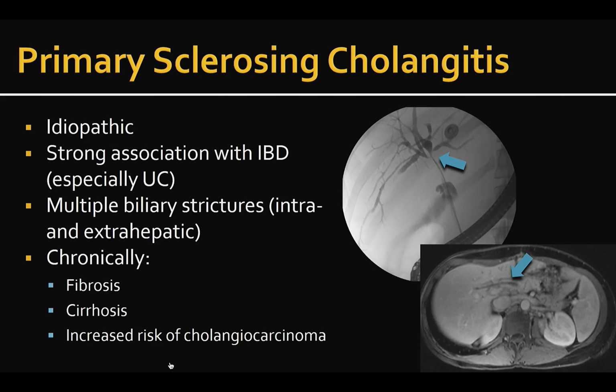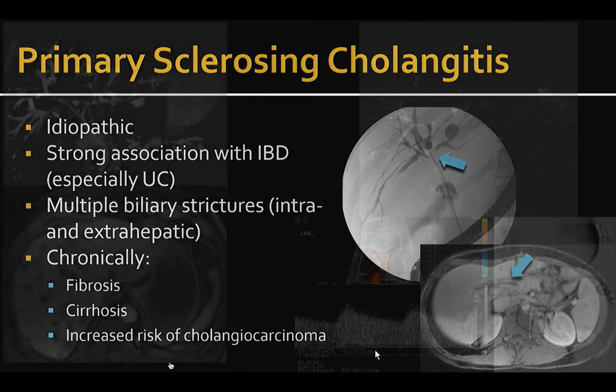PSC is, as you know, idiopathic with a strong association with IBD, especially ulcerative colitis. They tend to present with multiple biliary strictures that can involve both the intra and extrahepatic bile ducts. Chronically, this can result in fibrosis and cirrhosis with an increased risk of cholangiocarcinoma. And cholangiocarcinoma can be subtle, especially when it's the infiltrating ductal type, such as in this case here, which really only manifests with wall thickening as the only clue to the presence of cholangiocarcinoma.